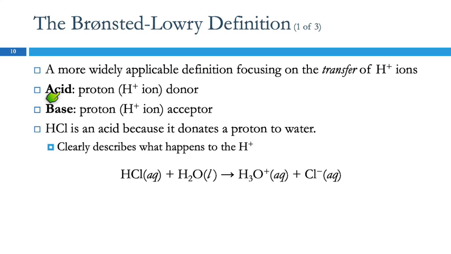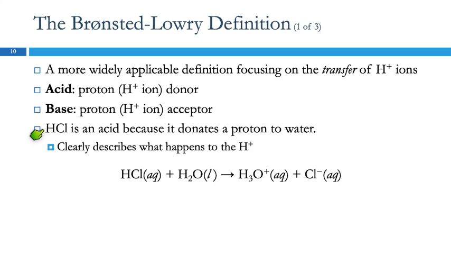So the acid initially has the baby, the proton, and passes the baby off to the base, who's the babysitter. Right? So the babysitter takes the baby and holds on to it for a while. Right? Takes care of it. So the base is the proton acceptor.